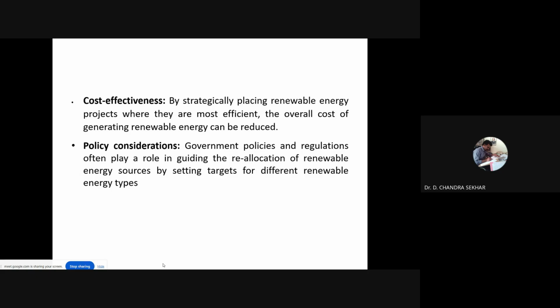And here, the governments, either state governments or central governments, are encouraging industrialists, individuals, and even farmers also. So the government brought a number of policies. The government policies and regulations play a major role in guiding the reallocation of renewable energy sources by setting targets for different renewable energy types.